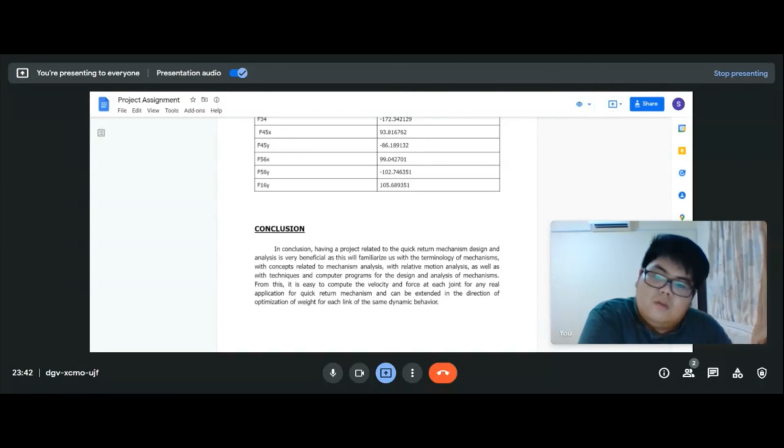and finally we have found out the output force needed, and this assignment is very beneficial to us with the terminology of machines, and that's it from me.